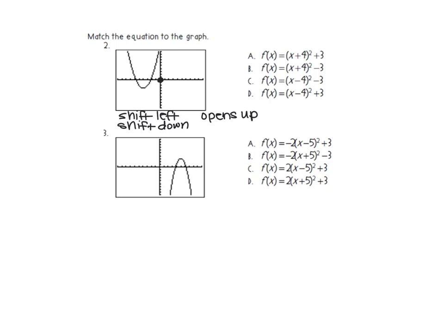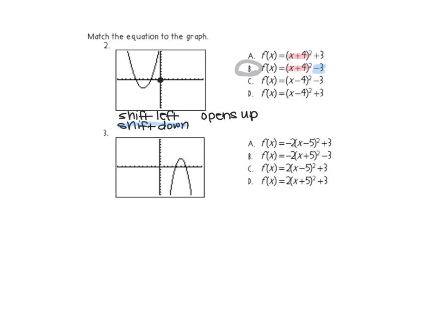So if I go over to my equations and start going through them, I'm looking for something that shifts left. Shifting left would mean it has to be a +4 in here. So A and B are currently my 2 options. The second thing I can look at is shifts down, which means I need a -3 out there. And so that would be choice B. Go ahead and try the third one.